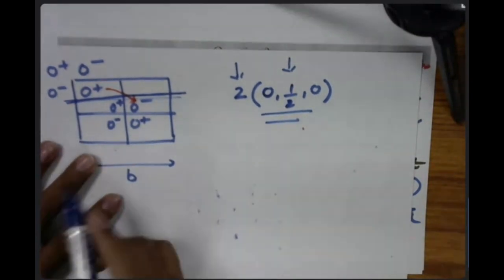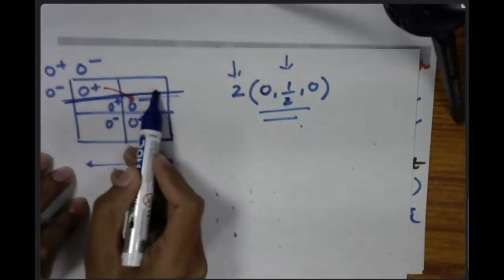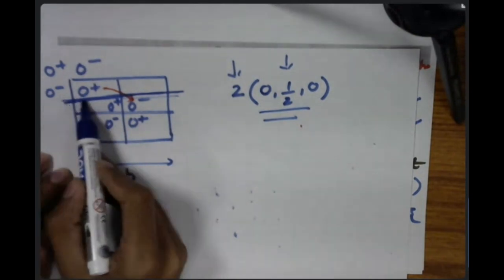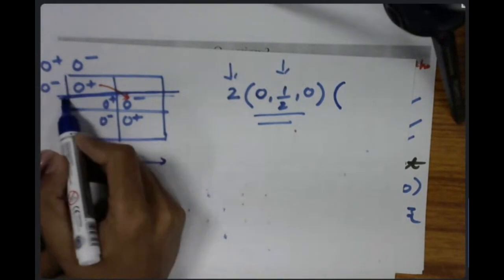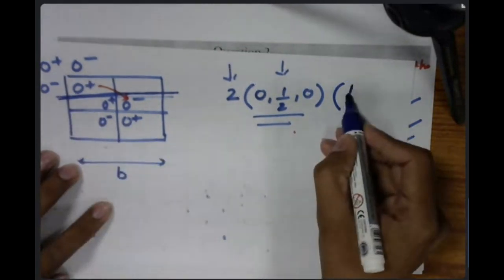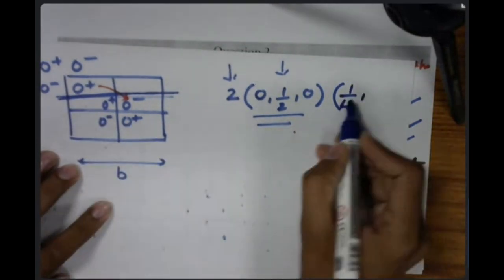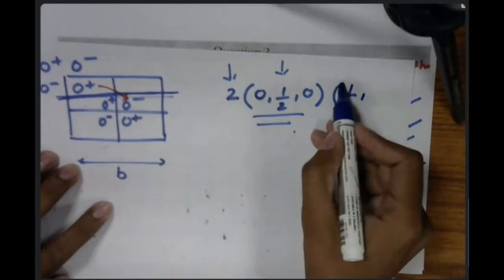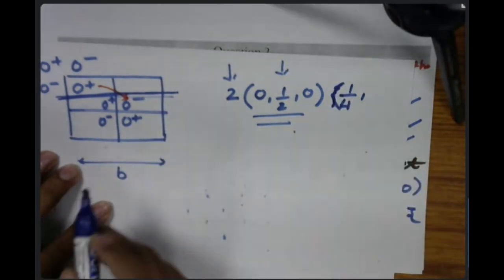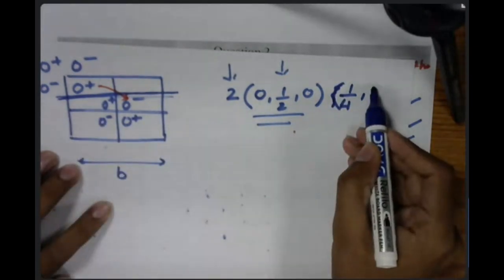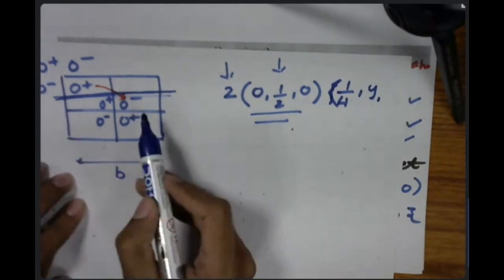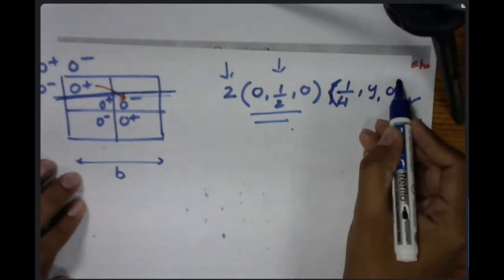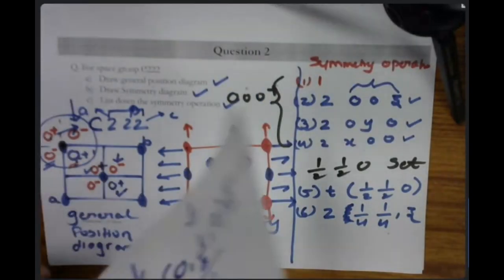Okay, for the position, we can say it is lying over here. How do we define this? We can say x is at 1 by 4. I shouldn't write this bracket again. y can be anything, and in this particular diagram z is 0. So we can write them as they are over here.